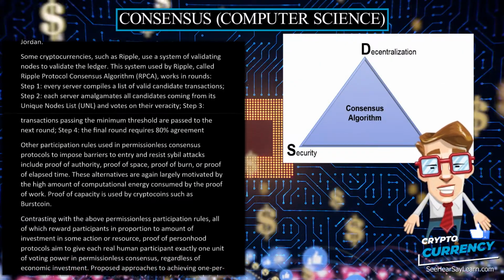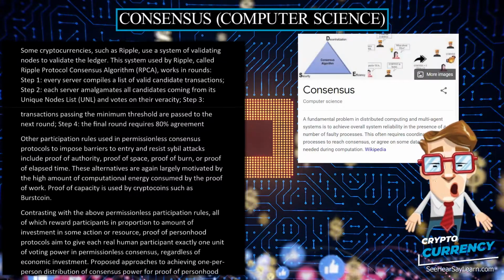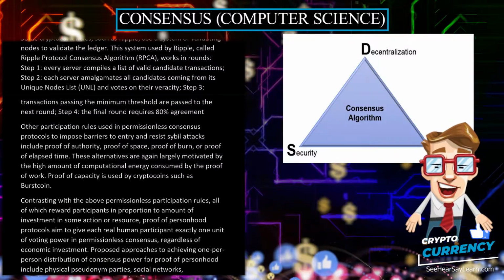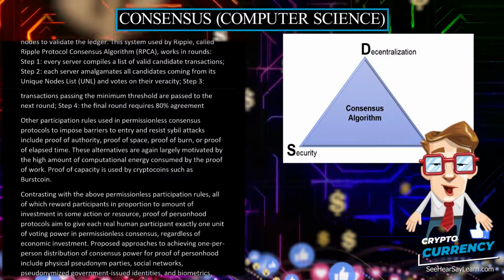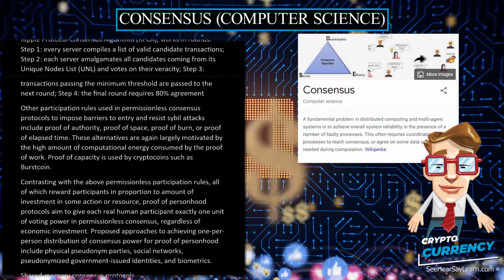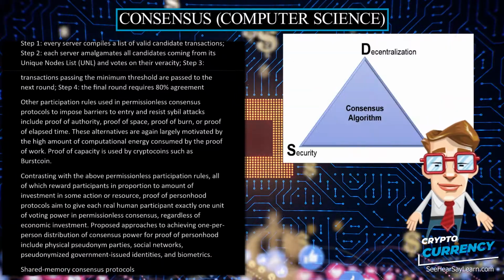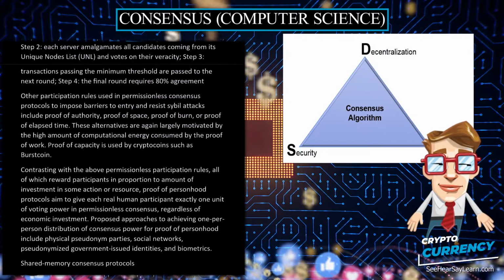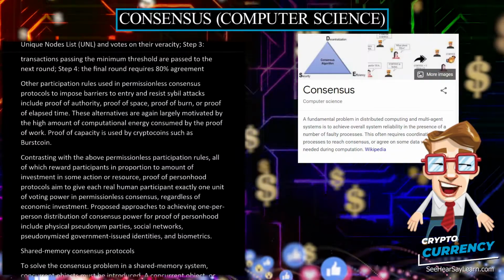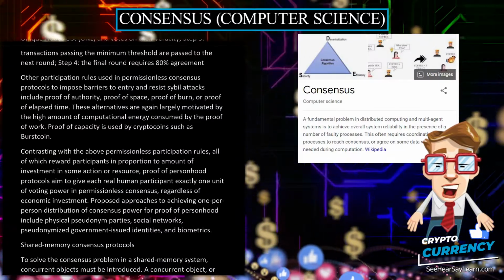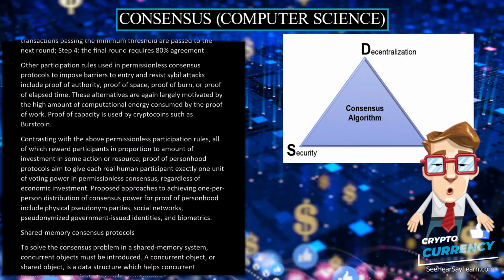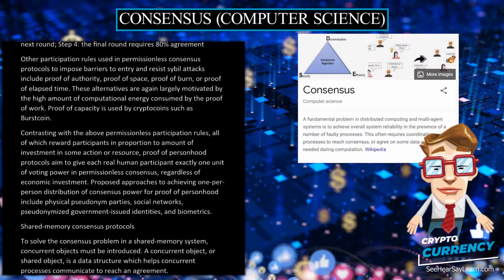Contrasting with the above permissionless participation rules, all of which reward participants in proportion to the amount of investment in some action or resource, proof of personhood protocols aim to give each real human participant exactly 1 unit of voting power in permissionless consensus, regardless of economic investment. Proposed approaches to achieving 1 per person distribution of consensus power for proof of personhood include physical pseudonym parties, social networks, pseudonymized government-issued identities, and biometrics.